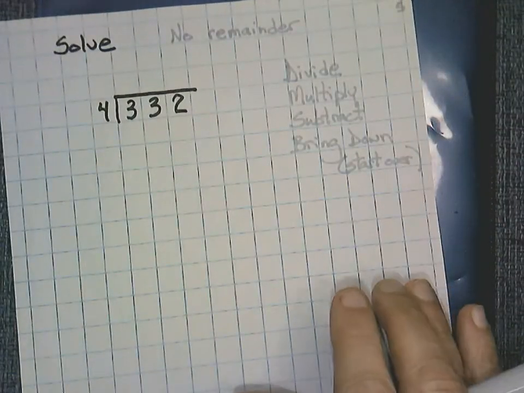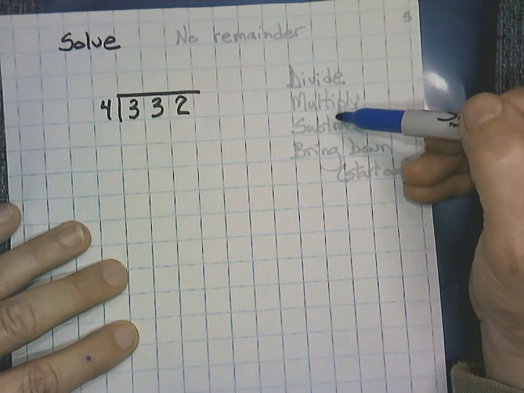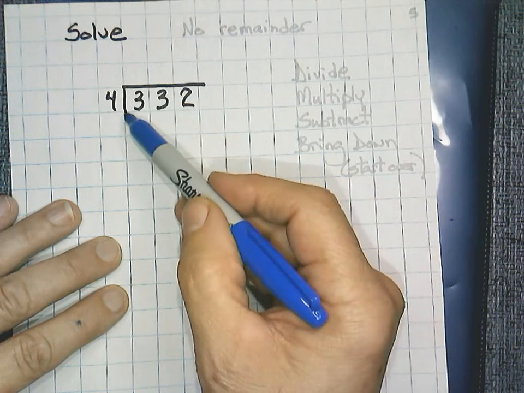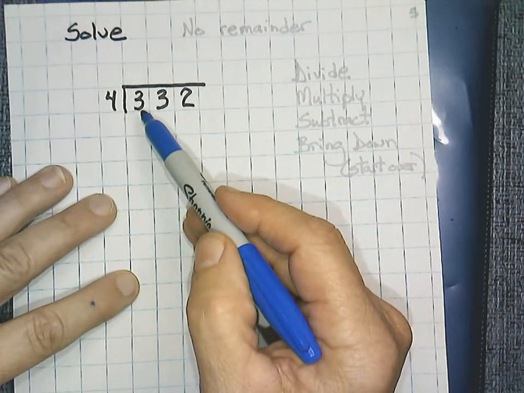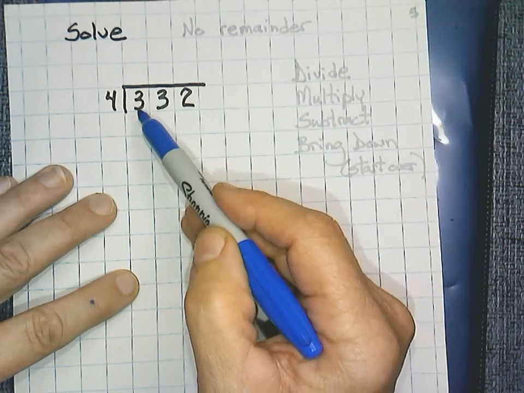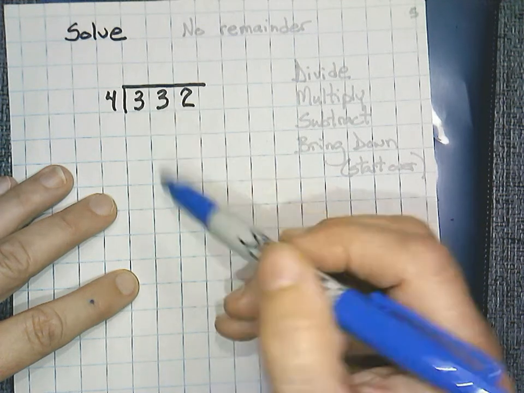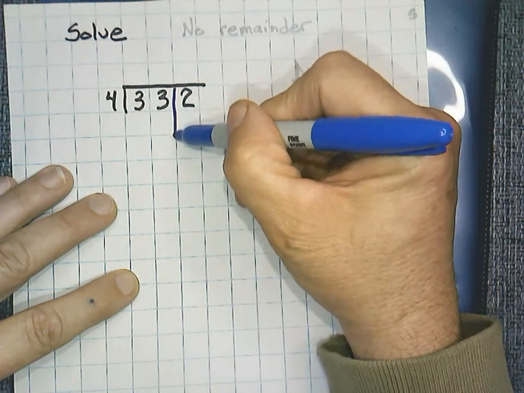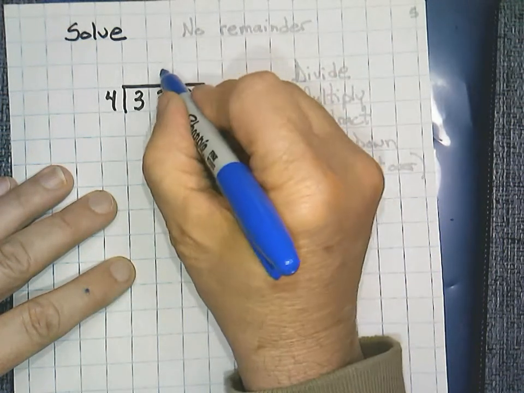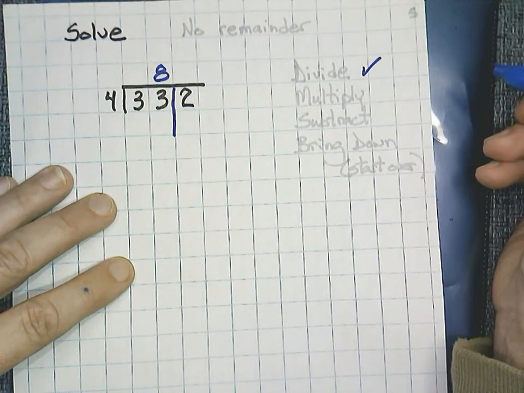Let's try one with no remainder. Same steps. We're going to divide, multiply, subtract, and bring down. 332 divided by 4. I'm going to work from left to right, digit by digit. Divide. 3 divided by 4, well, 3 is too small. But 33, we can do that. 33 divided by 4 would be 8. That's our first step to divide.